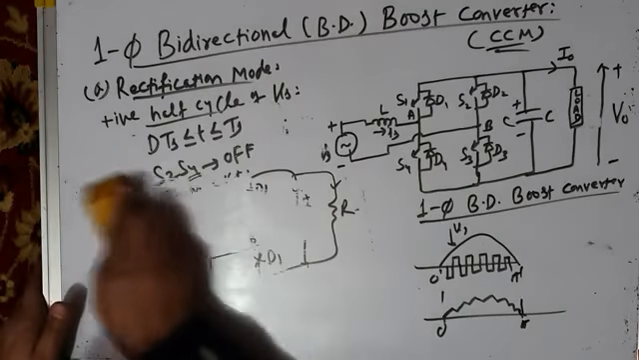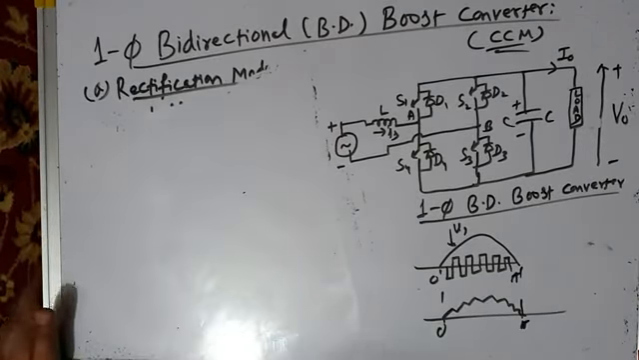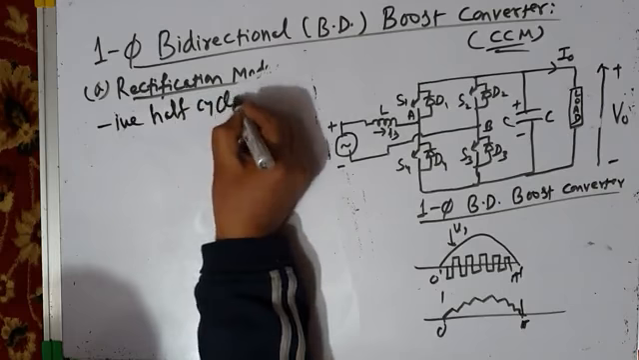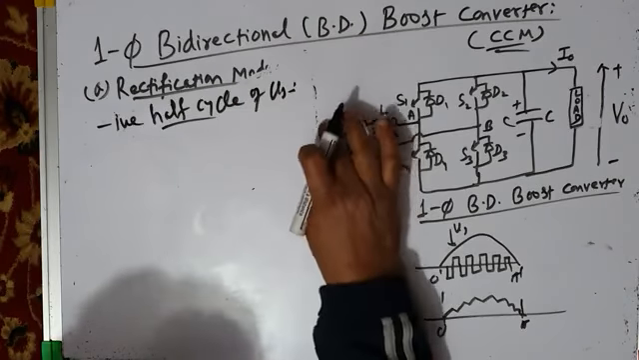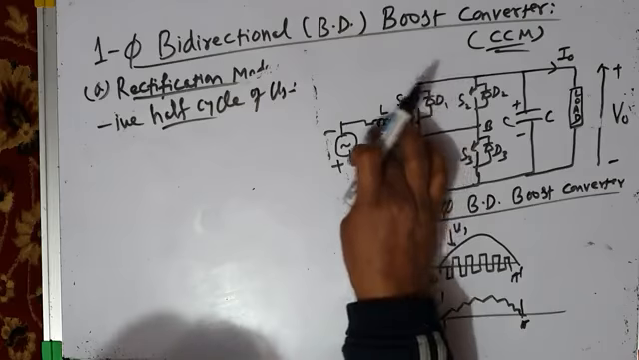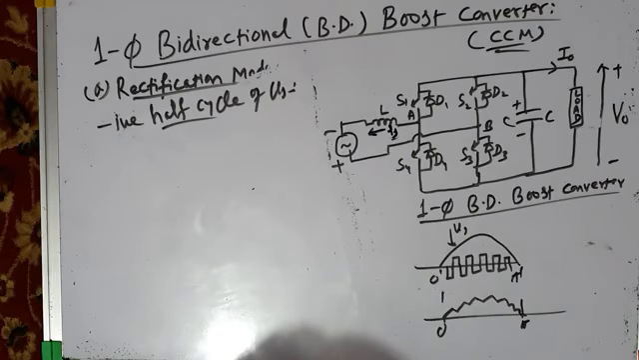Let us see what happens during the negative half cycle of source voltage. Negative half cycle of source voltage means this is plus, this is minus. And in the negative half cycle of source voltage, obviously the current also becomes negative, reversed, as it should. So what is the pair of devices which should be given control pulses?